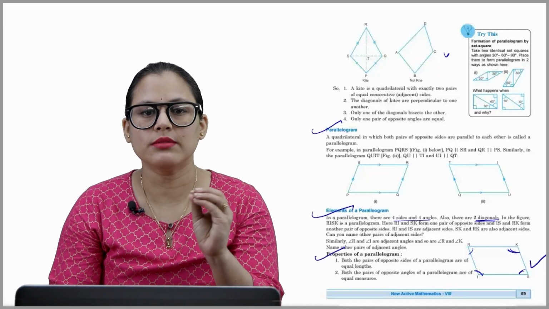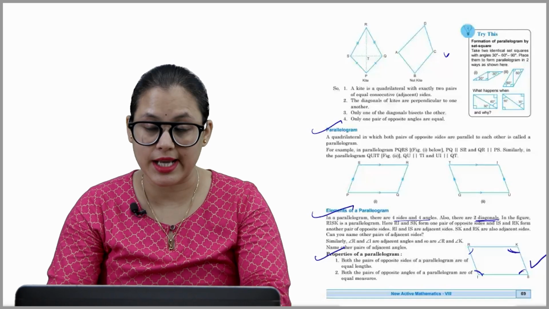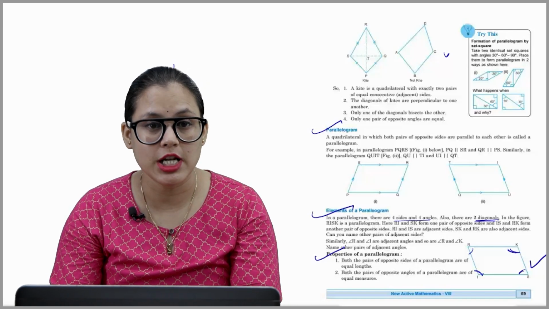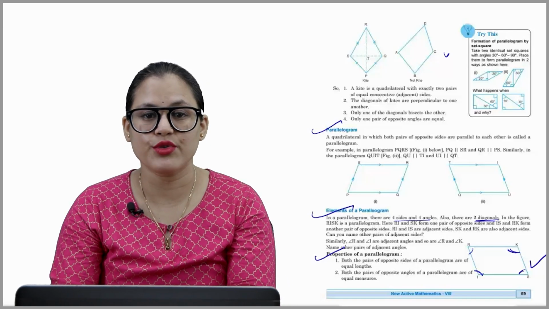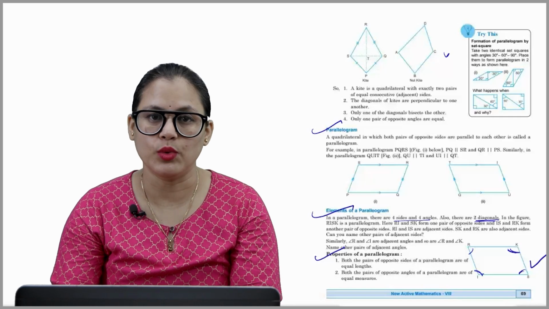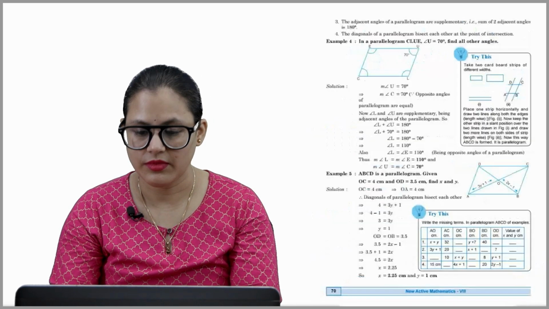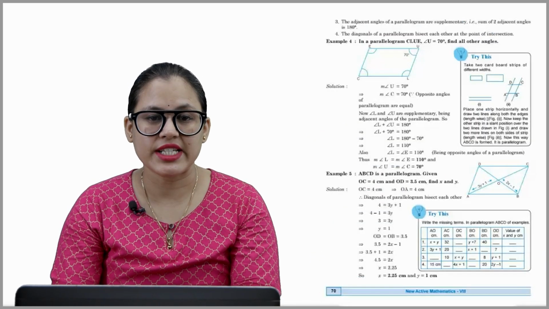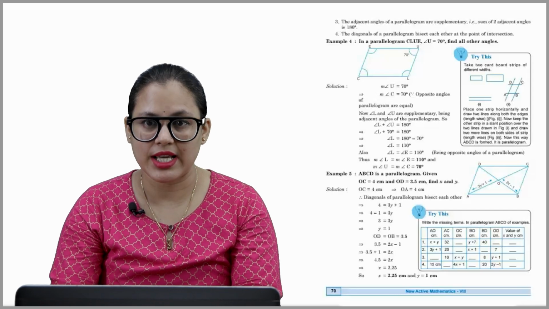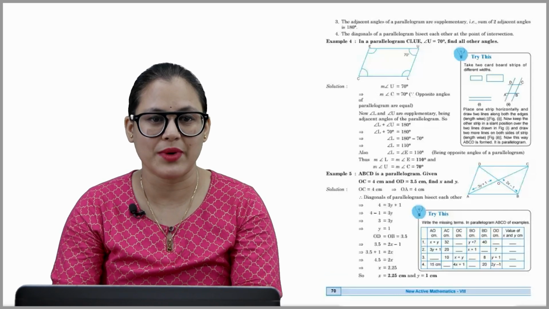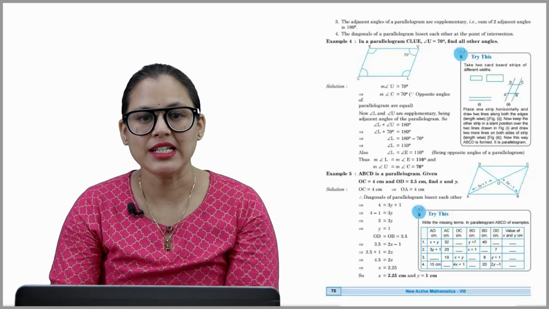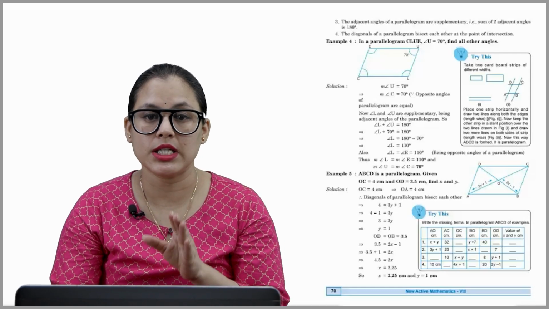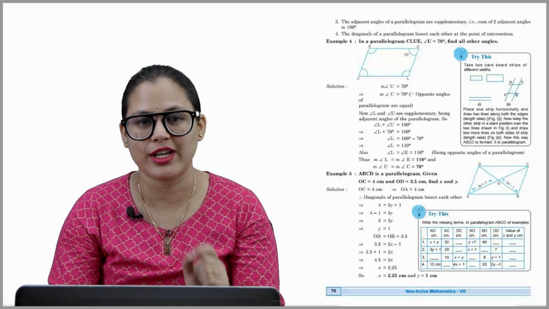Number one, both the pairs of opposite sides of a parallelogram are of equal length. Number two, both the pairs of opposite angles of a parallelogram are of equal measures. Number three, the adjacent angles of a parallelogram are supplementary, that is, the sum of two adjacent angles is 180 degrees. Number four, the diagonals of a parallelogram bisect each other at the point of intersection.